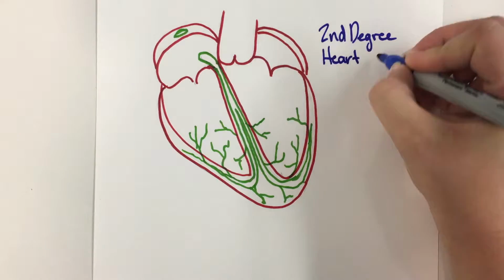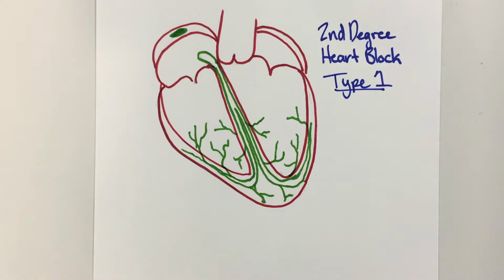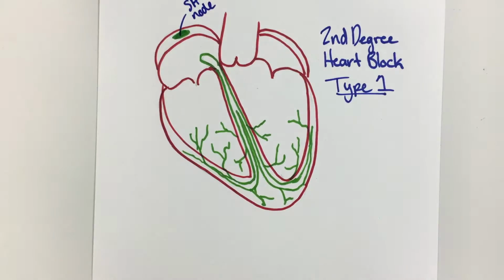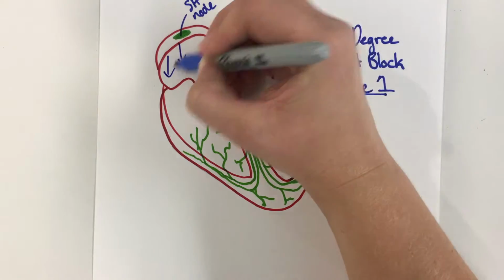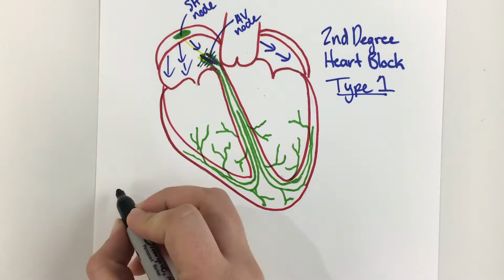Second-degree heart block is a pause in the cardiac conduction system, particularly in the AV node. There are two types. In type 1, the SA node still functions normally and sends a signal through the atria, causing the atria to contract. However, once the signal reaches the AV node, the signal slows and the node does not function properly.